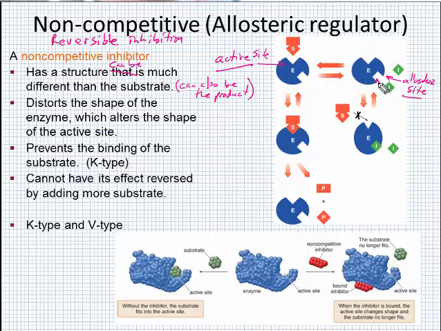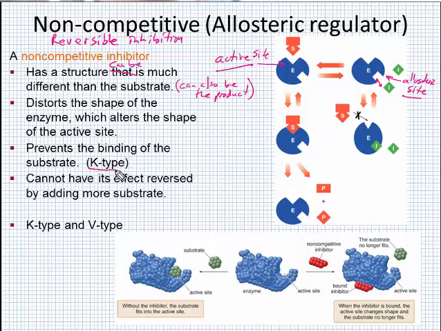The inhibitor binds the enzyme, and notice the enzyme closes up. So there's a conformational change, just like when the substrate binds, that induced fit model, where the enzyme closes down on the substrate. Well, here we see the enzyme binding the inhibitor first. This closes up, and now the substrate can't bind. This is what's referred to as a K-type.